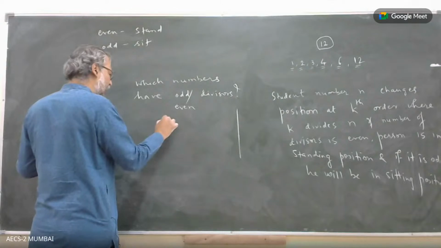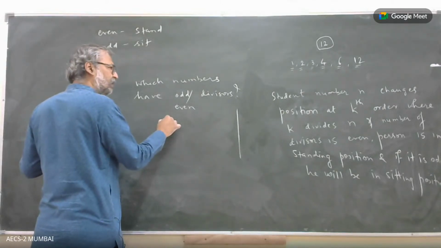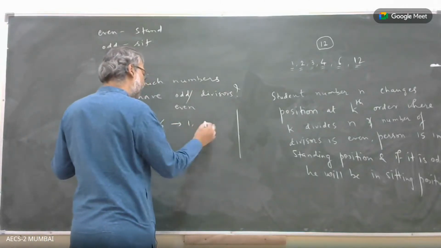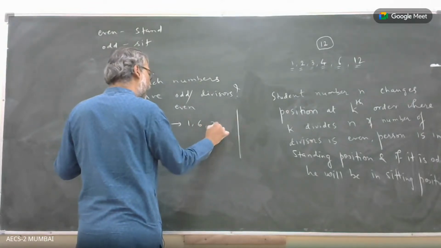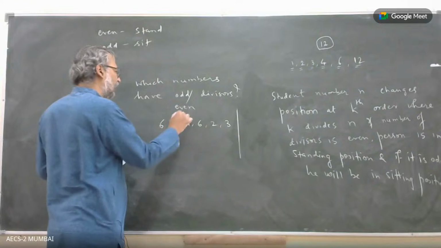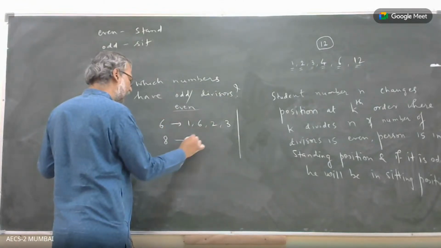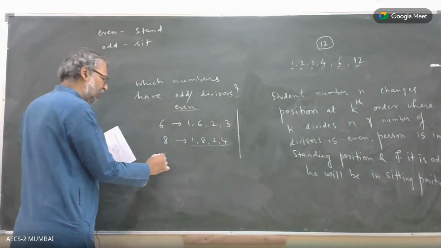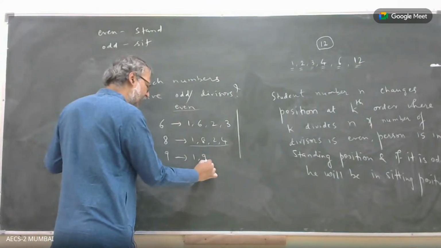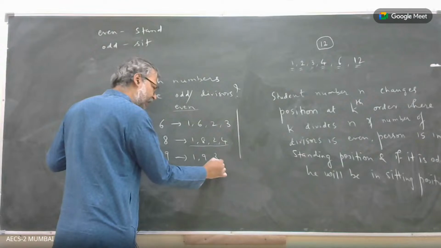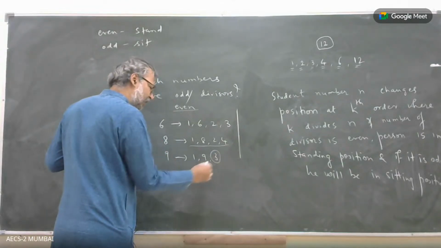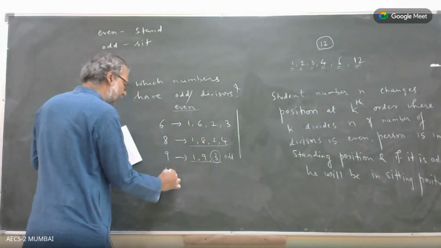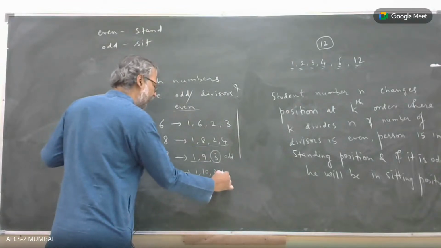So for example, let's take say 6. 6 is 1 into 6, 2 into 3, and so it has 4 divisors. That is even. Okay. 8 is 1 into 8, 2 into 4. So there are 4 divisors. Right? What is 9? 9 is 1 into 9, 3 into 3. Which means I don't get another factor, I get 3 itself, right? So this is odd. And what about 10? 1 into 10, 2 into 5. So there are 4 divisors.